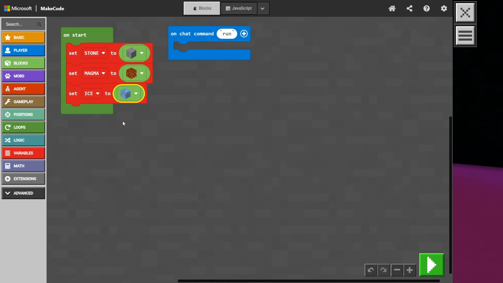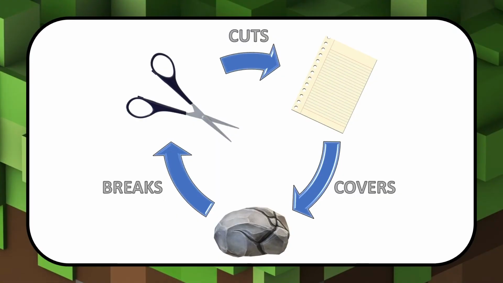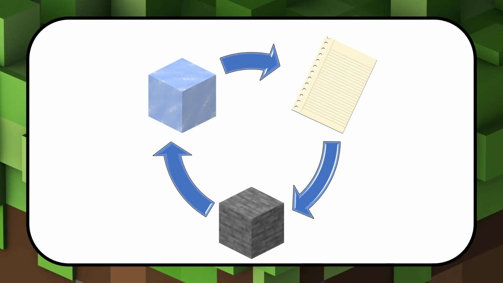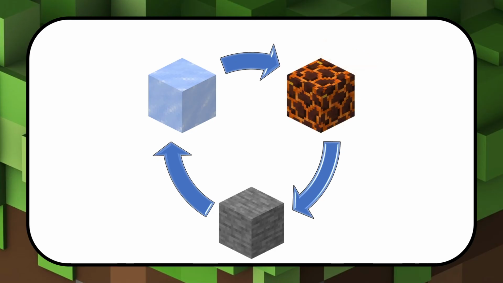Since we might be more familiar with rock, paper, scissors than stone, magma, ice, we can add some comments to our code to remind us along the way. Comments are a great way to remind us, or other people looking at our code, what a line or section of code will do.